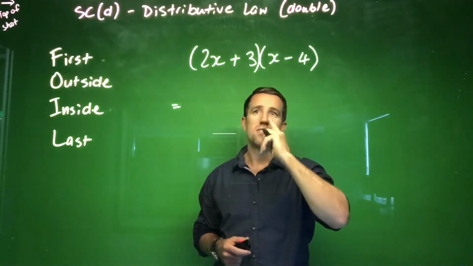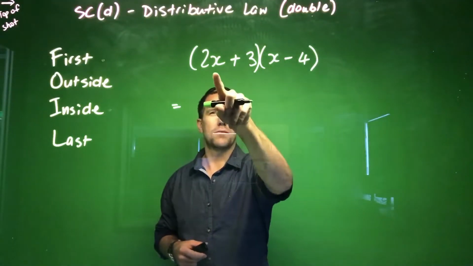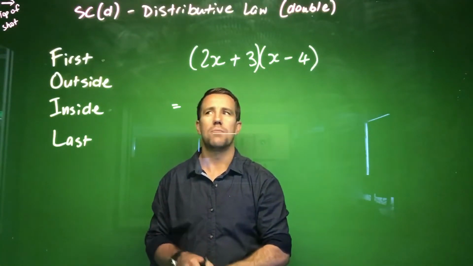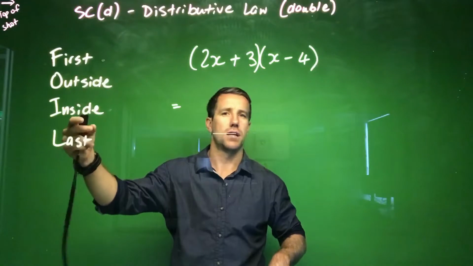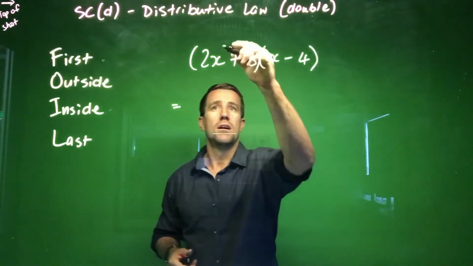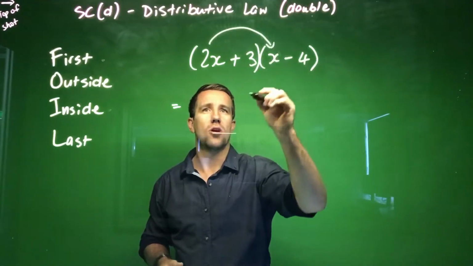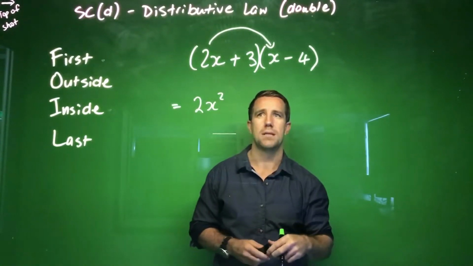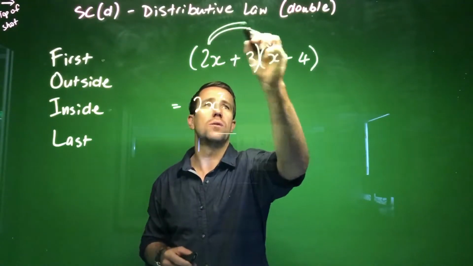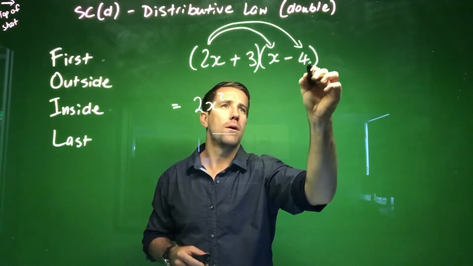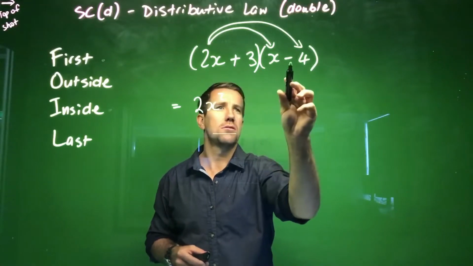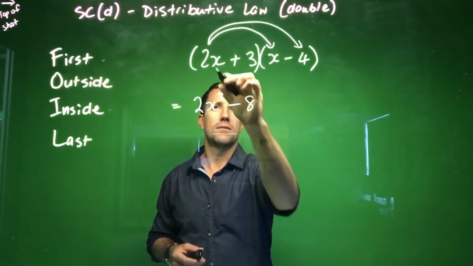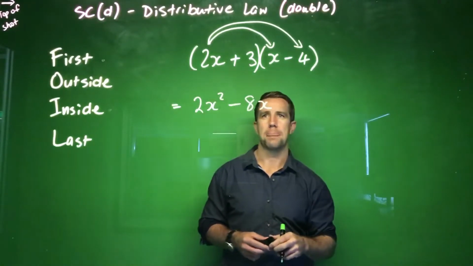Alright, next question here is looking at something very similar. It's just we've got some terms in here that look a little different with some different operations. So a little more thinking involved, but same process with our first, outside, inside, last with our FOIL method. First of all, first terms, 2x times x is 2 multiplied by x multiplied by itself twice, so 2x squared. Our outside terms are 2x, and remember it's that minus 4. So positive times a negative gives me negative. 2 times 4 is 8, and we've got an x on the front there.